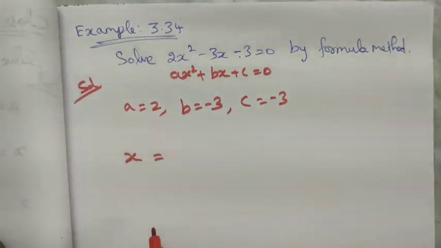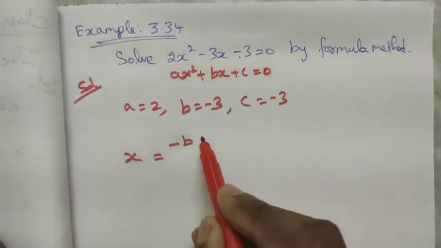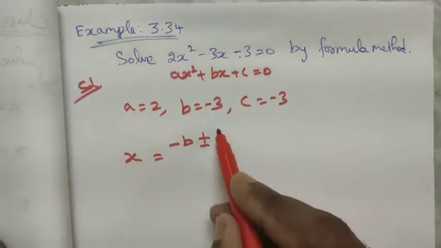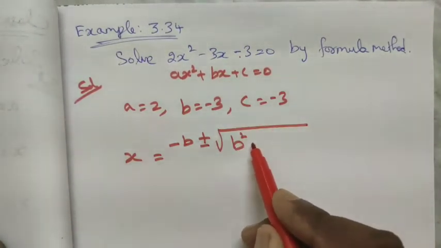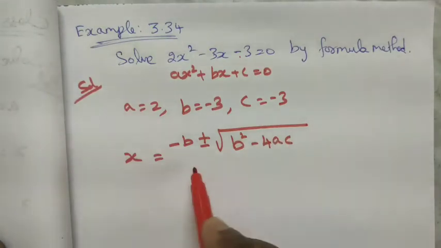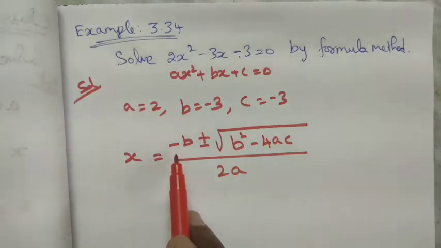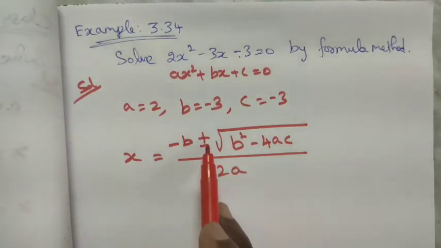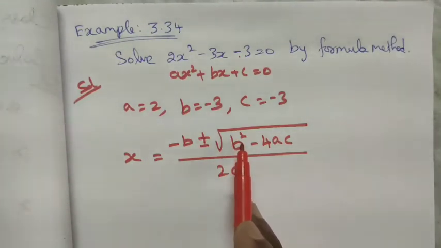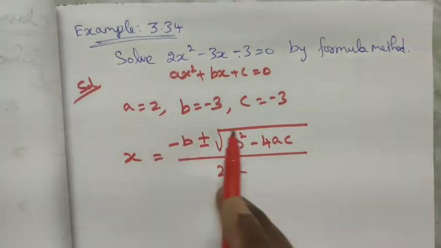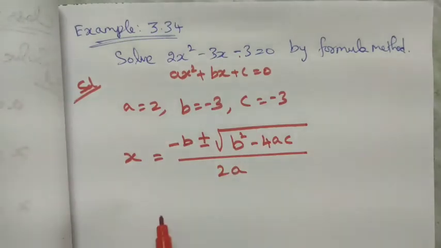x is equal to minus b plus or minus root of b² minus 4ac, whole divided by 2a. What is the formula? x equal to minus b plus or minus root of b² minus 4ac, whole divided by 2a. Now in the places of a, b, c, we apply the values, right?